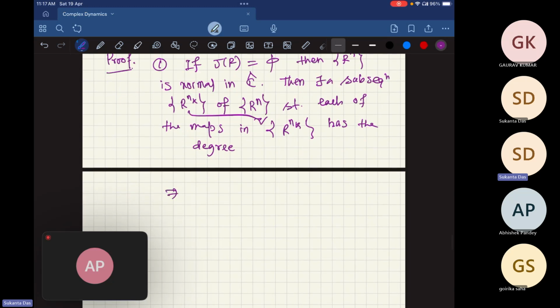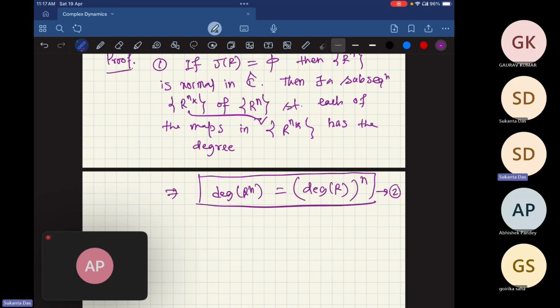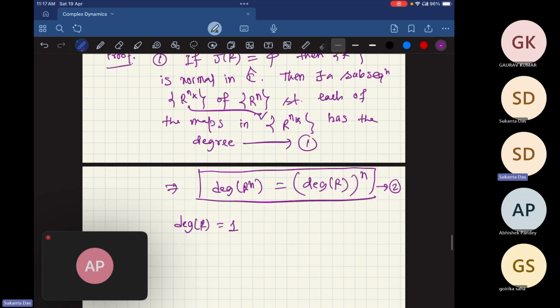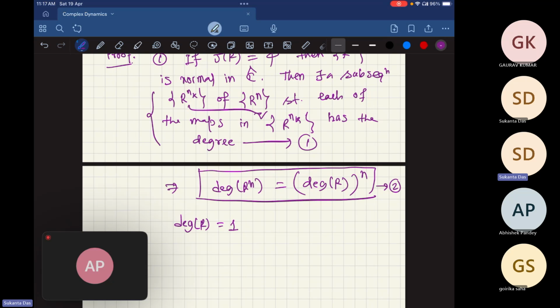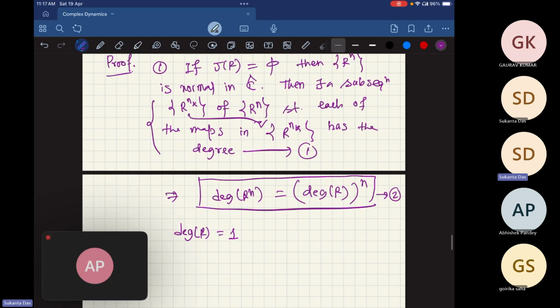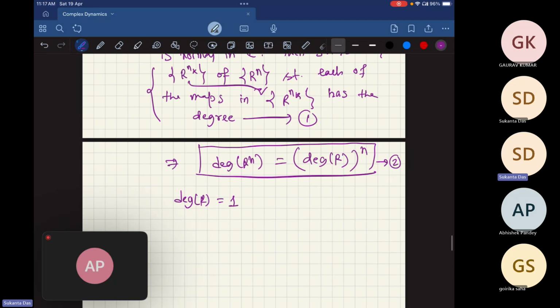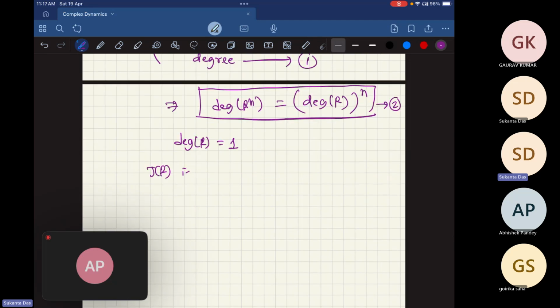Then in this case, what can be the possibility of the degree of the map? Since we know that the degree of R^n can be written as the degree of R to the power n, this fact says it is 2, and the other fact says it is 1. These two facts imply that the degree of the map cannot be anything other than 1. If the degree is bigger than 1, this becomes false. So the degree of the rational map becomes 1, which is not the case because we earlier assumed that the map has degree at least 2. So at this stage we know that the Julia set of R is at least non-empty.